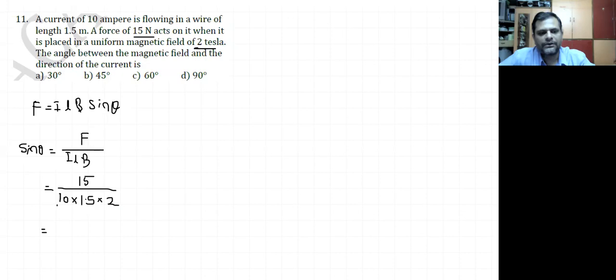अब देखो ये 10 और 1.5 इनका दोनों का मल्टीप्लिकेशन कितना बनता है, 15 ही बनता है, जो इस 15 के साथ सीधा कैंसिल हो जाएगा और 1/2 मिलेगा. But we know already that sin 30 is actually going to be 1/2. सो अगर sin थीटा इक्वल टू 1/2 है तो इसका मतलब थीटा कितना होना चाहिए, 30 डिग्री होना चाहिए. So we can just get that the angle is going to be 30 degrees in this way. Let us see the next.